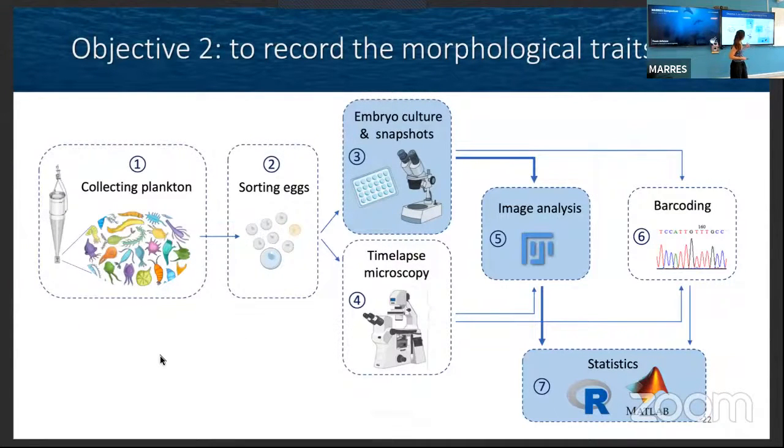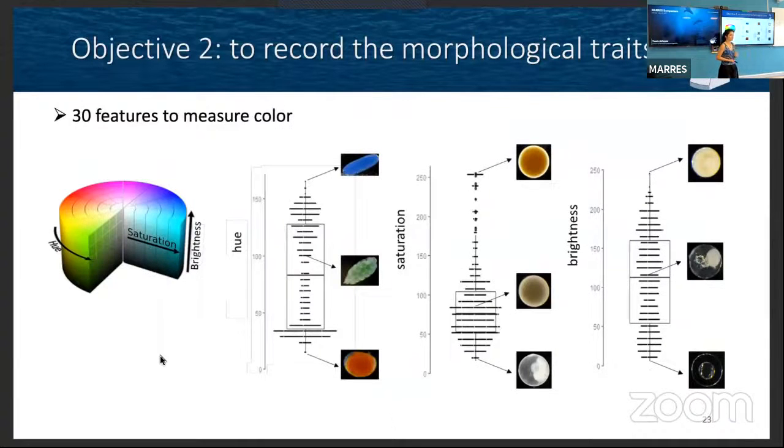morphology. So we acquired the snapshots, as I said, and from that we were able to record the morphological traits. So we use 30 features to measure the color. Color in an image is defined by the hue, so in our case, going from the orange to the blue. The saturation, which is a kind of intensity of the color, from very pale to very intense color. And the brightness, so the lightness, coming from very dark in case of a transparent sample, but very bright in case of an opaque sample.